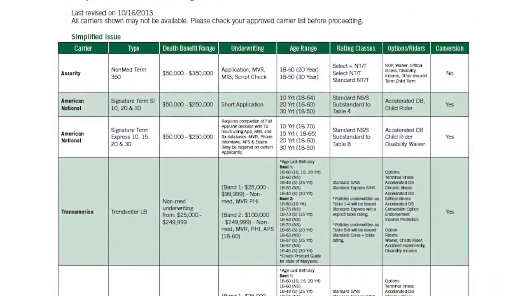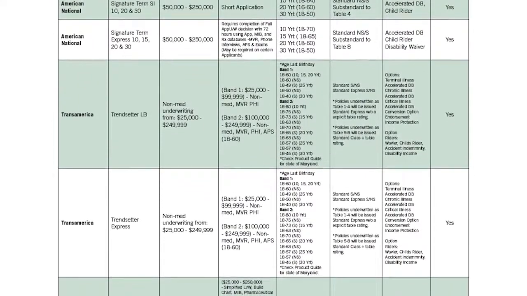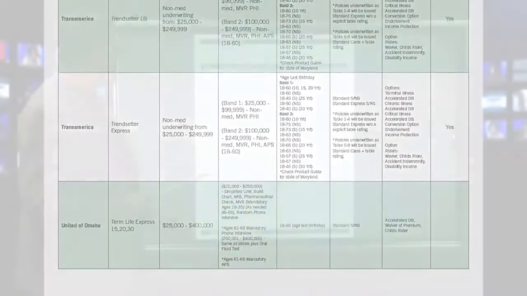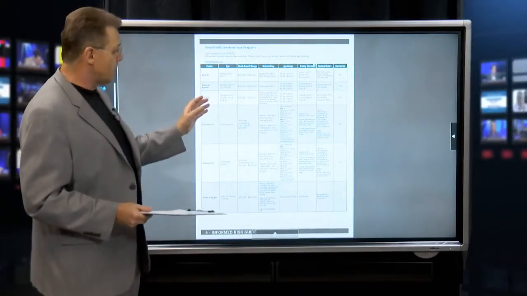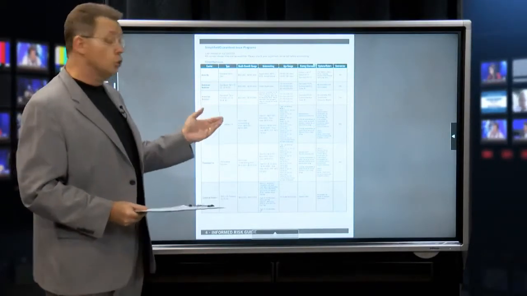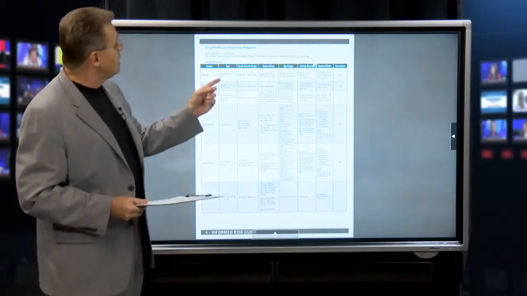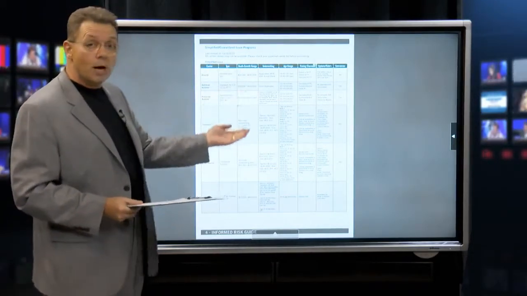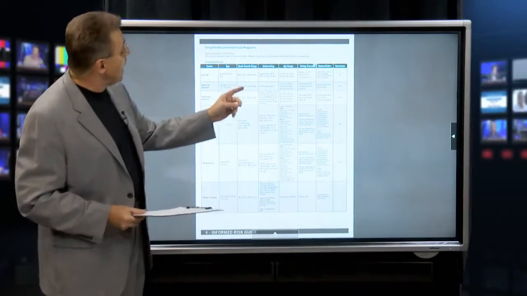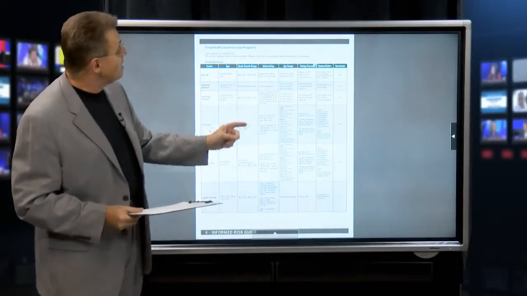But let's look at this for a second because I think you're going to see this as a pretty cool idea. This is a basic chart that really maps out some of the basic ideas of the carriers at play in this. And look at the actual categories. We have the carrier in the first category, the type of product, which could be term or perm. It could be the death benefit range in which they issue simplified issue. It could be their underwriting requirements. It could be their age range, the rating class that they look at.